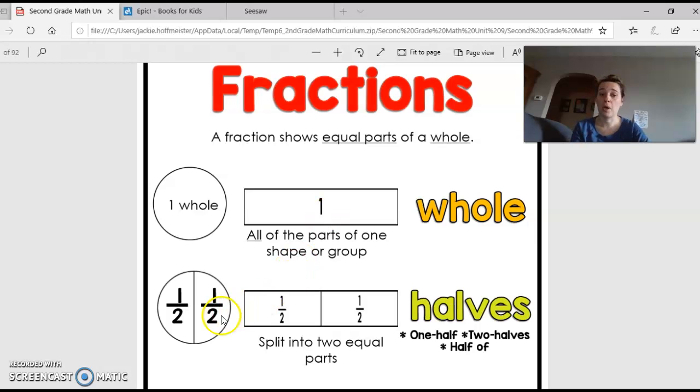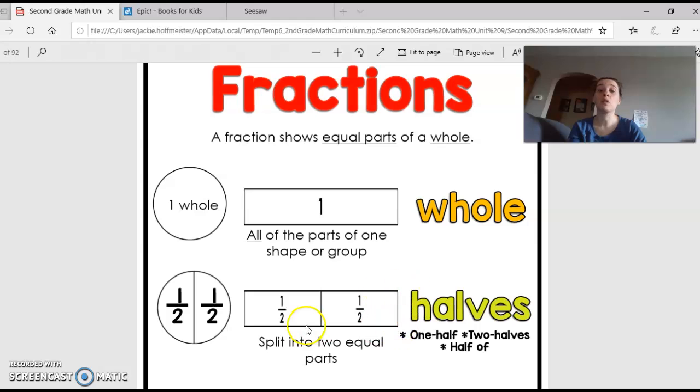Now, if you look at this part, we've got halves. My same circle is broken into two parts. Halves are two parts. Halves are broken into two. Okay, so we broke it into two parts. So remember, my denominator is the bottom. It's down on the bottom. It's two. I have two parts. 1, 2. Each one of these is 1.